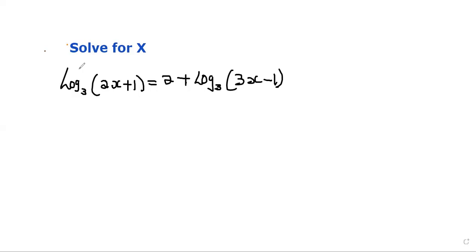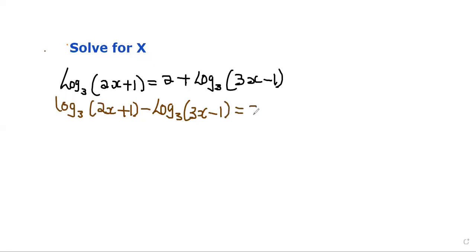So in this session, they give us log base 3 of (2x + 1) equals 2 plus log base 3 of (3x - 1). The first thing we're going to do is write log base 3 of (2x + 1) as it is. Then I'm going to take that positive log base 3 of (3x - 1) and transpose it to the other side, so it changes sign to become minus the log base 3 of (3x - 1). Then I equate it to 2.